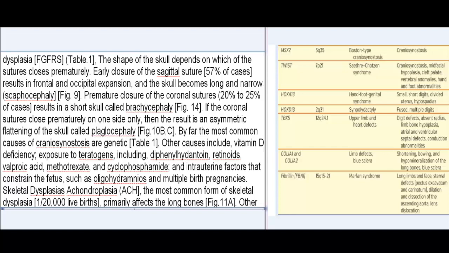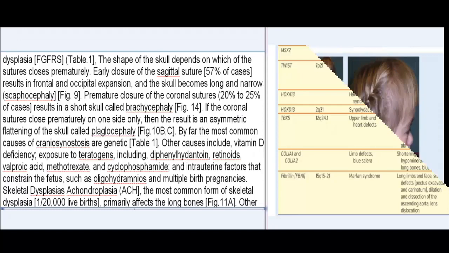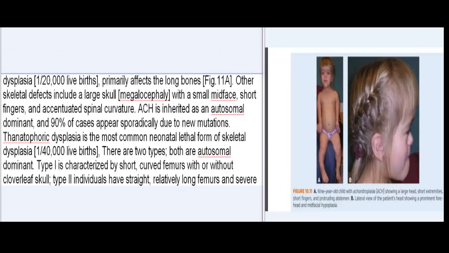Skeletal dysplasias. Achondroplasia, ACH, the most common form of skeletal dysplasia, occurs in 1/20,000 live births and primarily affects the long bones (Fig. 11a). Other skeletal defects include a large skull (megalocephaly) with a small midface, short fingers, and accentuated spinal curvature. ACH is inherited as an autosomal dominant, and 90% of cases appear sporadically due to new mutations.